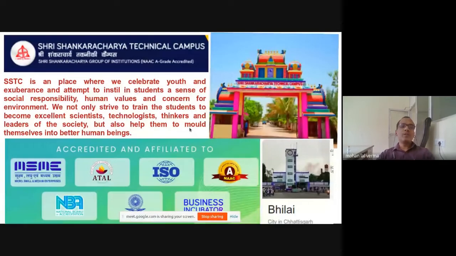This is my institution, Sri Sankaracharya Group of Institutions, Sri Sankaracharya Technical Campus. This is the main gate of my institution, beautifully designed, and it is always ready to welcome you. This is an NAAC A-grade institution, and all the branches of this institution are NBA accredited.